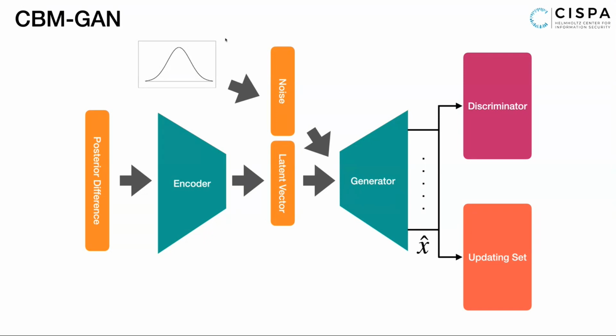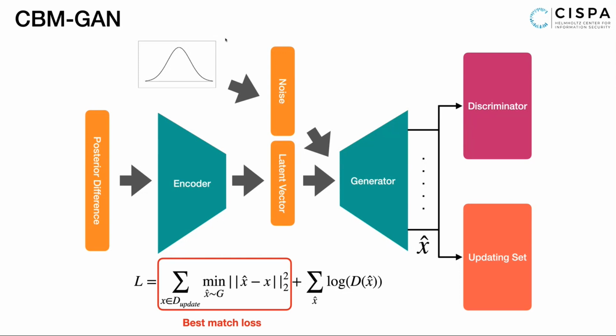This gives the signal to connect the generator to the updating, since it is solely reflected in the posterior differences. Then we propose a new loss function for optimizing the generator. If you only look at the red part, which is log D(x hat), that is just the classical generator loss function of the original GAN. The other part, which we call the best match loss, is what we add.